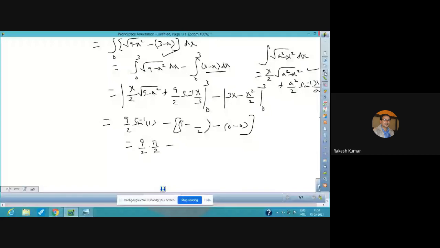So 3 square means that is 9. So 9 twos are 18 minus 9, that is 9 over 2. So ultimately 9 upon 4 pi minus 9 over 2. So 9 upon 4 can be taken common, that is pi minus 2. So this is your required area bounded by the two curves. The curve is a circle. We have the circle and we have a straight line.